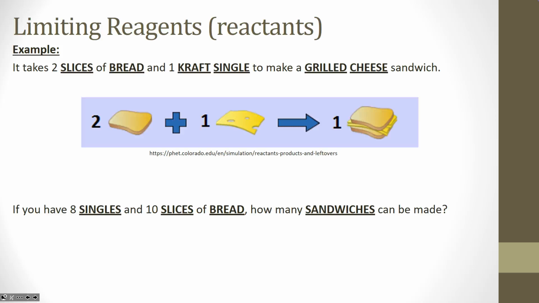So if we have 8 cheese slices and 10 slices of bread, let's figure out how many sandwiches we could make. Now, what do you think would be limiting here? Well, if I wanted to make sandwiches from the cheese slices, I have 8. It only takes 1 to make a sandwich, so I should get 8 sandwiches from the cheese slices. But the slices of bread, because I need 2 to make every sandwich, I'm only going to get to make 5 sandwiches from that. So in other words, bread is going to be my limiting reagent.